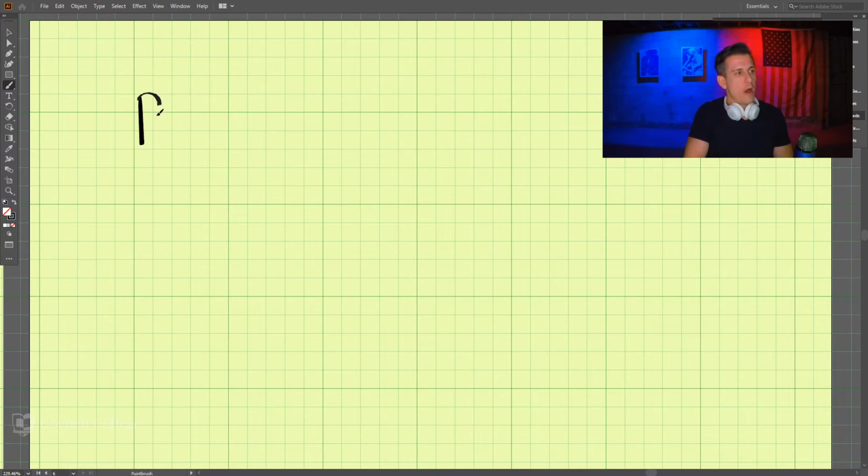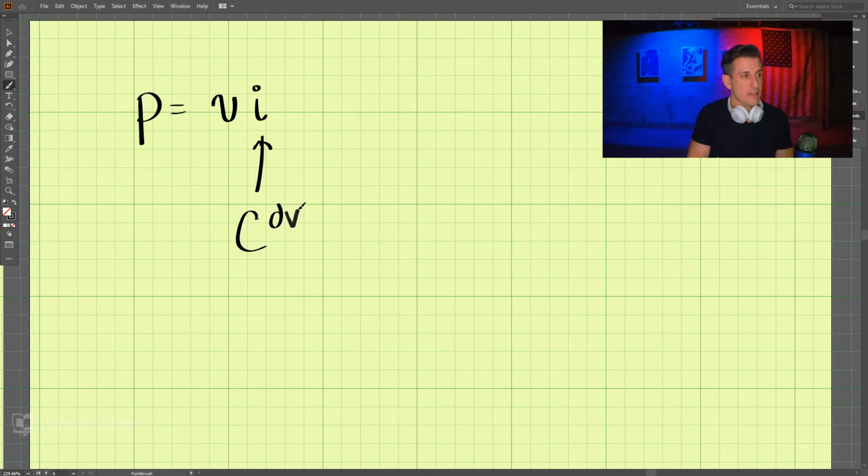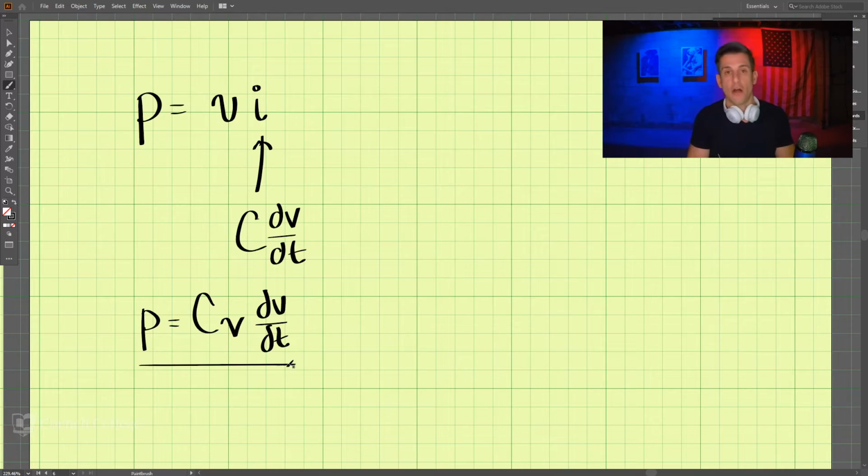And the power is equal to the voltage times the current. But we said for a capacitor, the current is C dV dt. So if we want the power for a capacitor, that can be equal to C times V times dV dt. And this is the power for a capacitor.